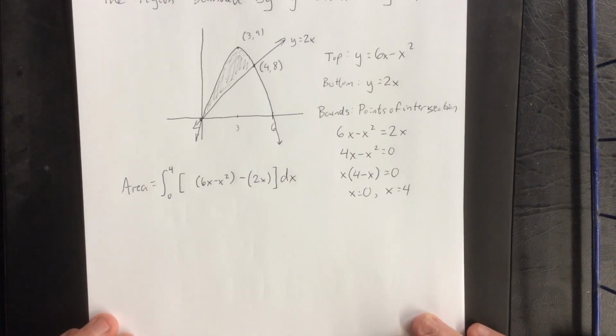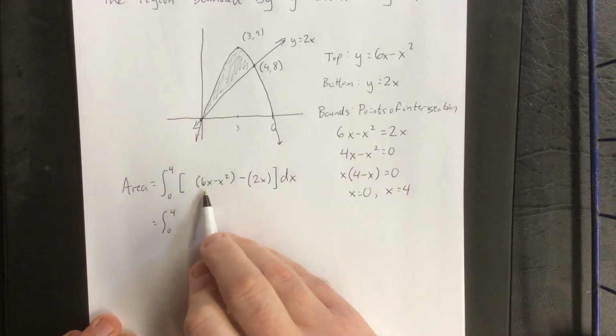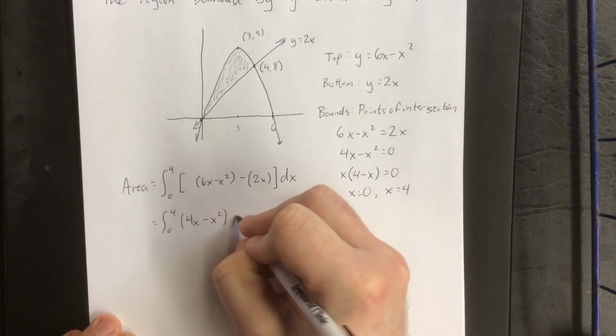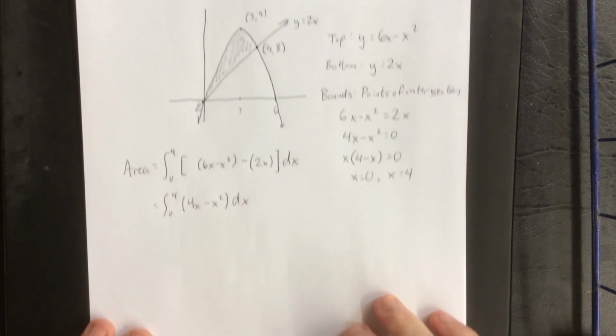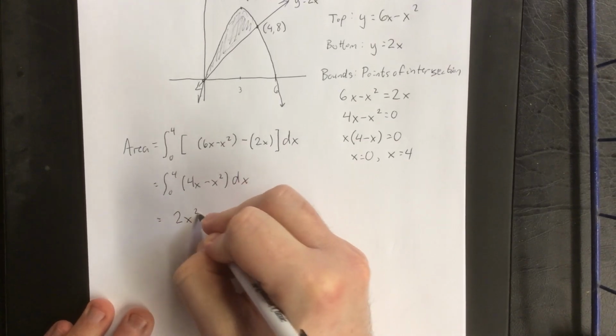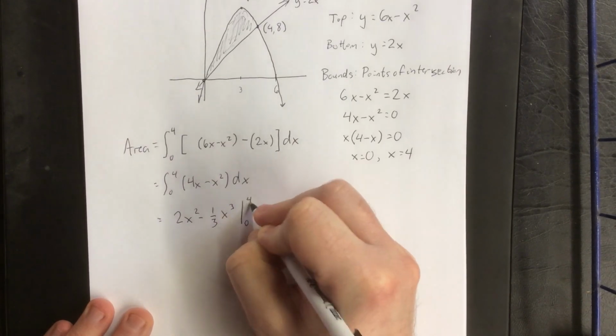Integrating this will take little more than the power rule. However, before we integrate, I'd like to combine like terms. 6x minus 2x will give us 4x minus x squared dx. So according to the power rule, this would be equal to 2x squared minus 1/3 x cubed, going from 0 to 4.